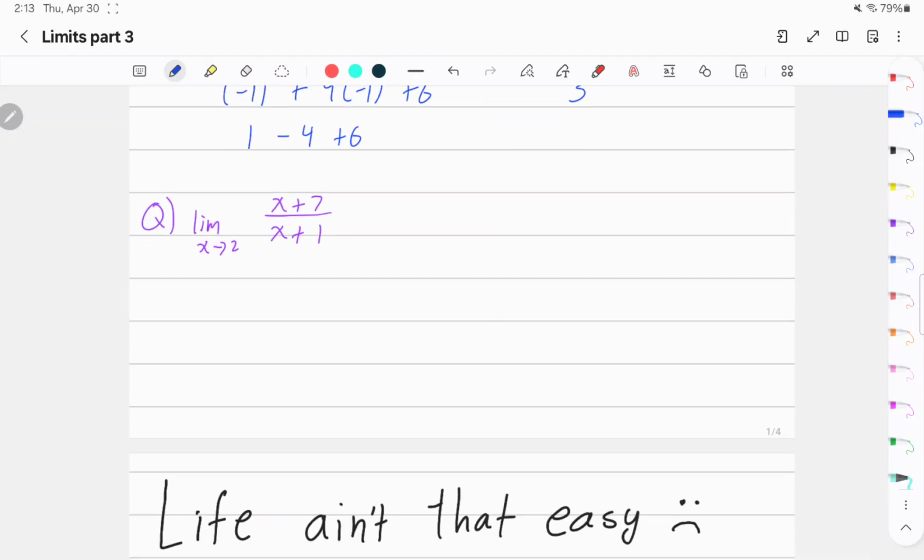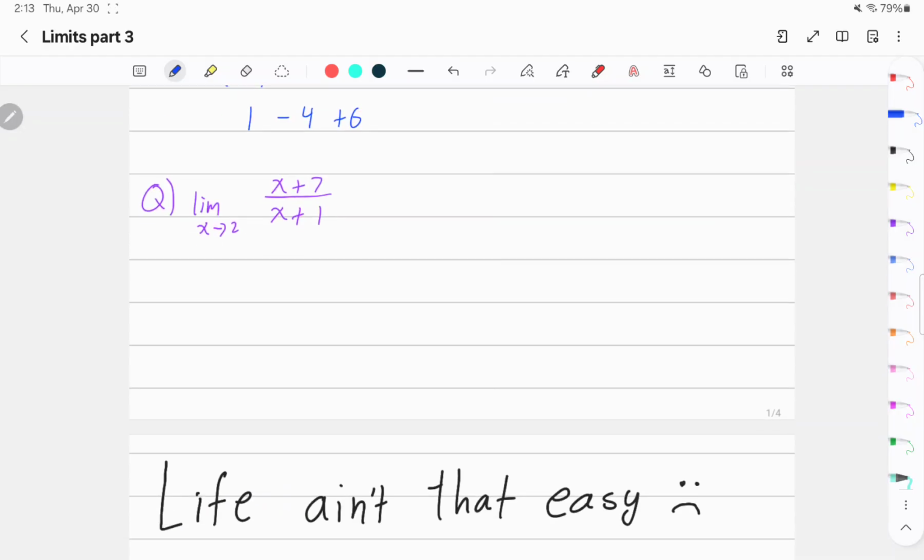Pretty simple. And the other kind can be this one. You just plug in 2. It's going to be 2 plus 7 over 2 plus 1. The final answer from this one: 7 plus 2 is 9, and 2 plus 1 is 3. If you further simplify, 3 ones are 3, 3 threes are 9, and 3 is your final answer.